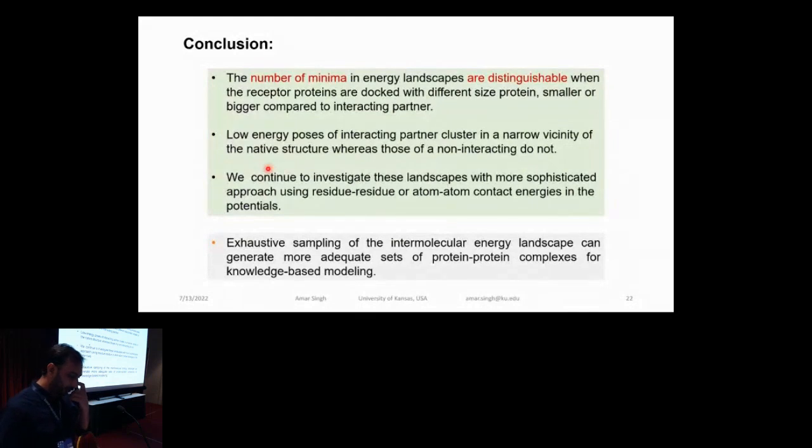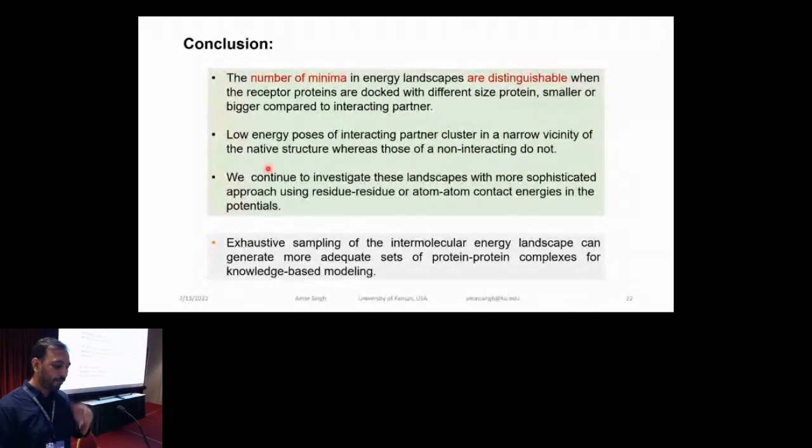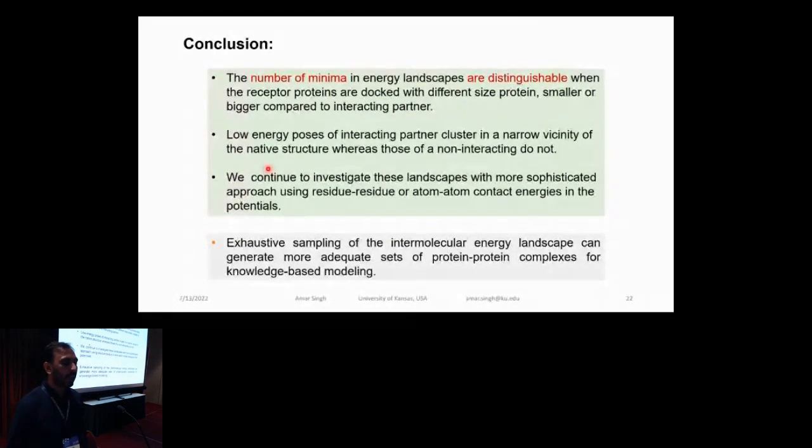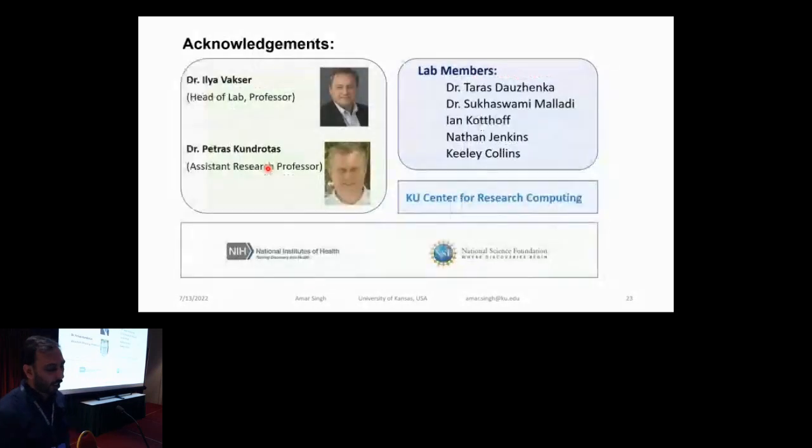So the summary is that exhaustive sampling of the intermolecular energy landscape can generate a more adequate set of protein-protein complexes for knowledge-based or homology modeling, where we want to have a set of proteins for templates, and we want to exclude the non-interacting proteins. So this simple and robust clustering method can generate such interacting or non-interacting data sets.